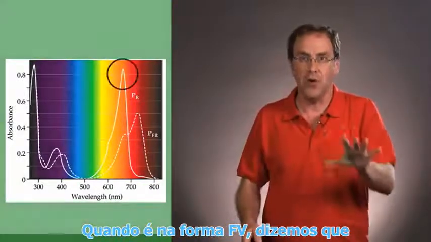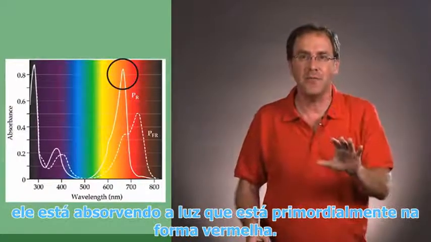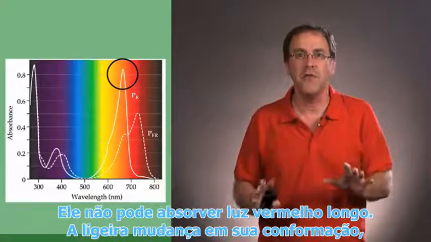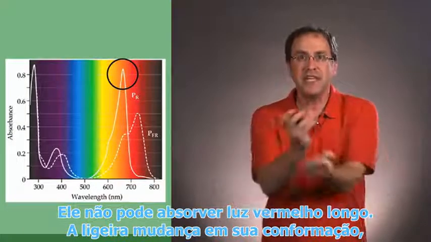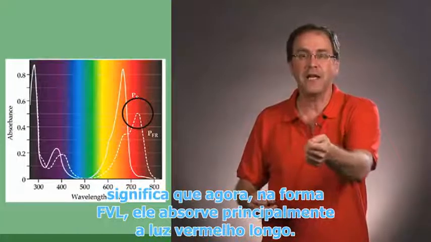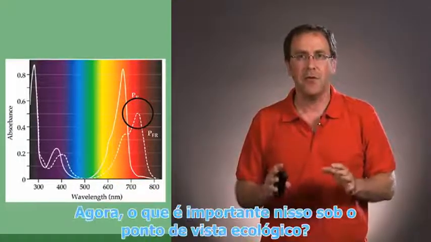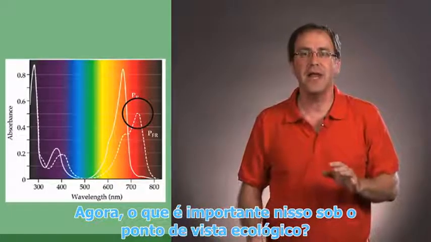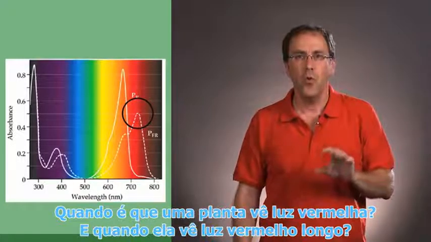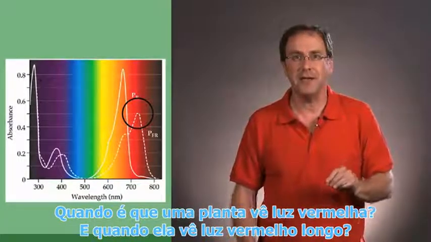When it's in the PR form, we see that it's absorbing light that's primarily in the red form. It cannot absorb far red light. The slight change in its conformation means now in the PFR form, it can absorb the far red light primarily. Now, what's important in this from an ecological point of view? When does a plant see red light? And when does it see far red light?